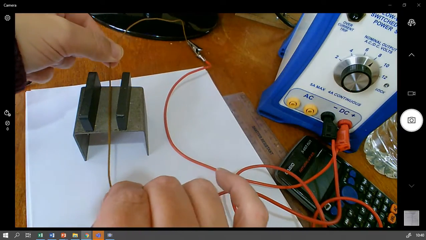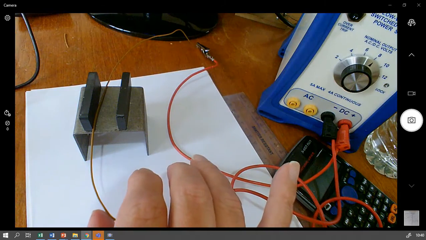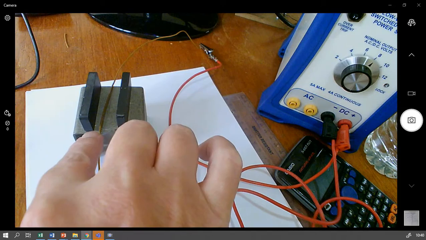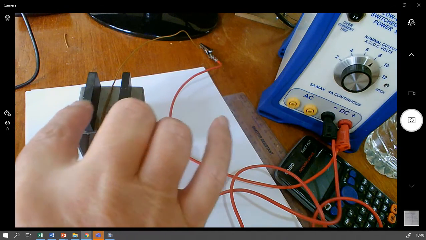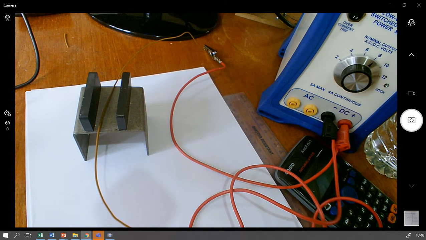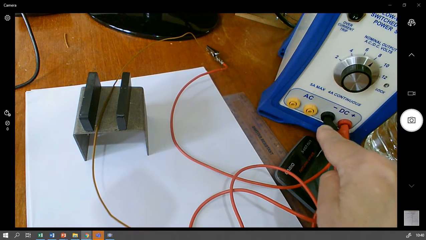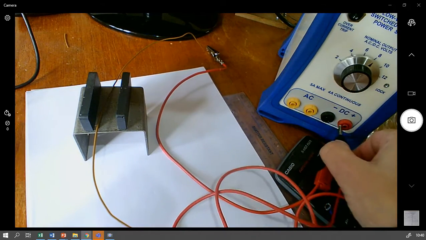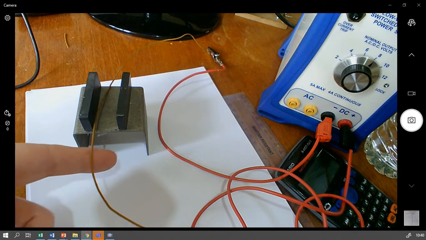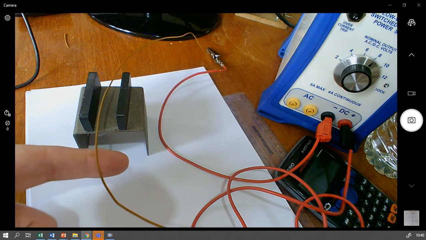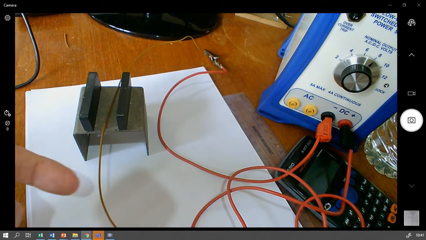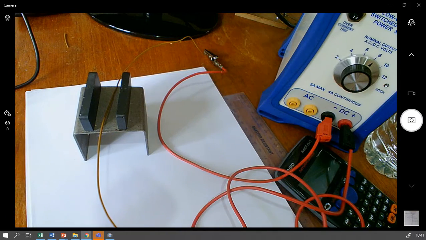That's an example of the motor effect. What we're in fact doing is creating a magnetic field in the wire which interacts with the magnetic field of these two magnets and causes it to move. You can see it goes upwards. If I switch the power around, it will go the other way. If I hold it there, you'll see it wants to go down. So that is the motor effect.